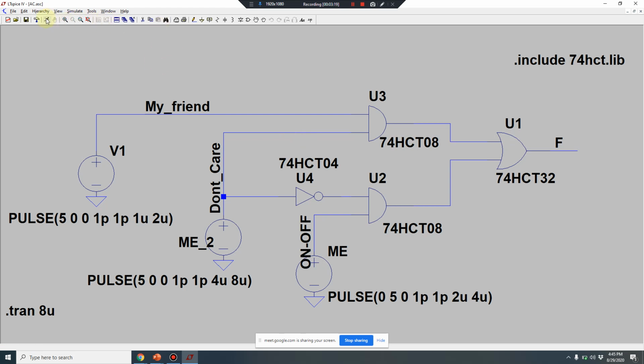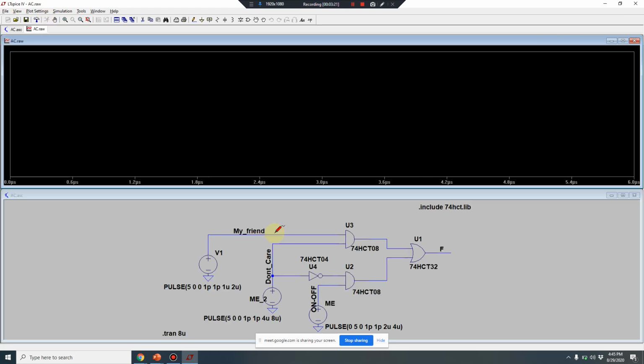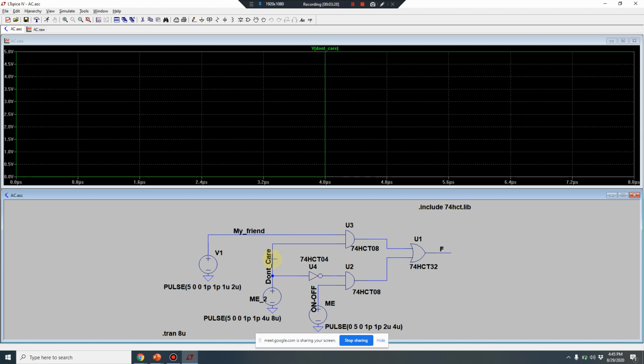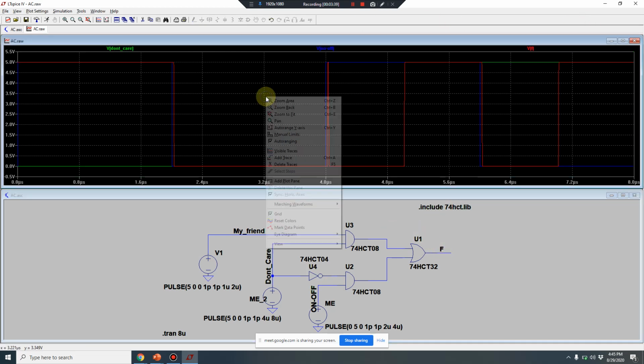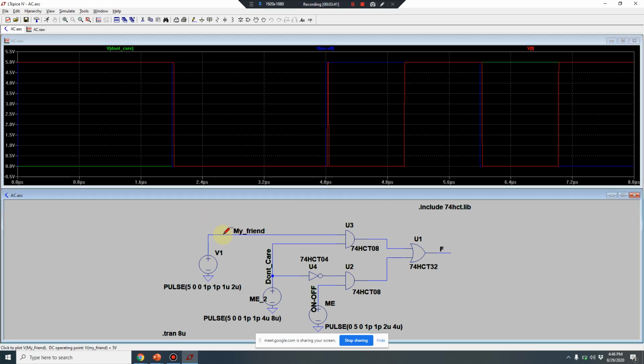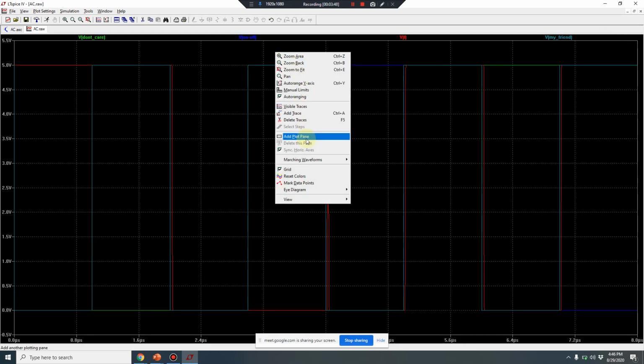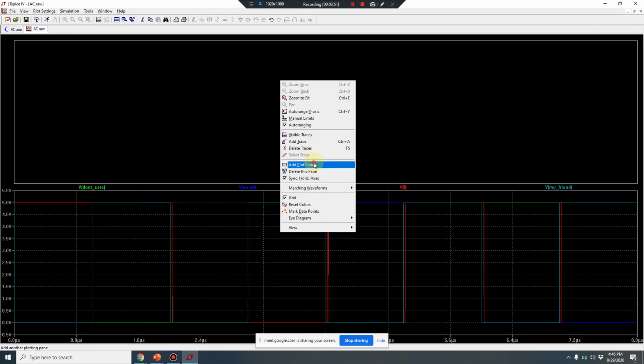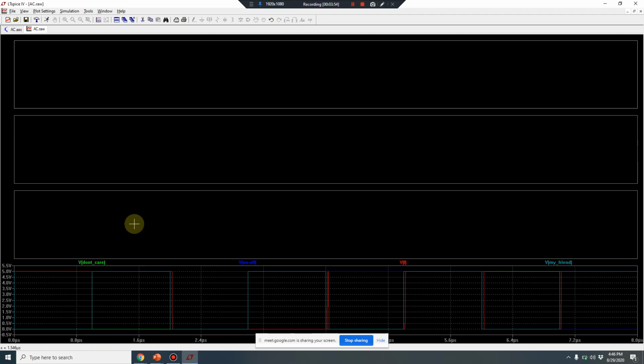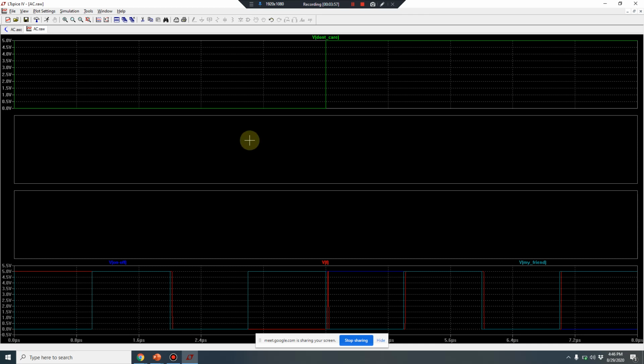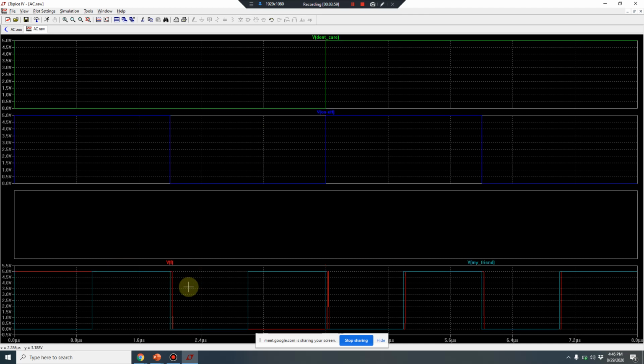Okay, so we run a simulation. Let me plot a few things. This is the don't care signal. Initially the don't care is zero. In that condition, I am giving some on off switch, and let me plot my signal also. Let me go to full screen mode. Okay, add plot, and now I put don't care here, on off here.